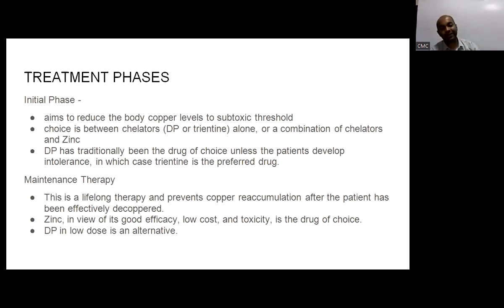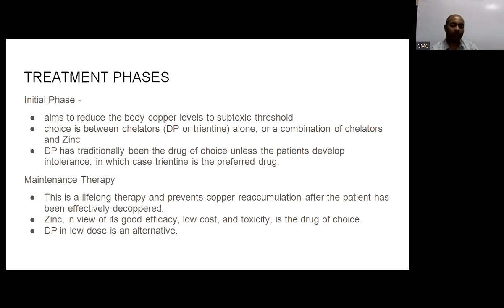In this initial phase, the choice of treatment is a controversial topic. Many centers use chelators alone, D-penicillamine or trientine. Some centers use a combination of chelators and zinc. Some centers even use zinc alone. D-penicillamine has traditionally been the drug of choice, unless the patient develops intolerance, in which case trientine is the preferred drug.